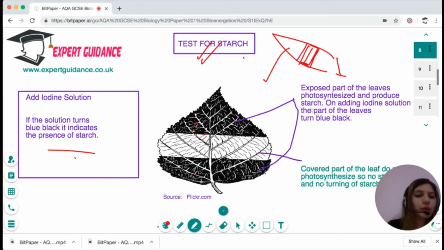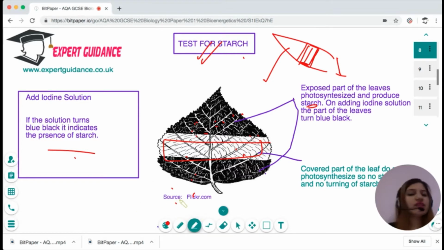And then if I add iodine solution to this leaf, what I would observe is that the part which was exposed to light will turn blue-black, because this was the part that got to photosynthesize and make starch, whereas the one which was covered didn't get any light, so it didn't get any chance to photosynthesize, so no starch is made, so it didn't turn blue-black. So you should remember this iodine test for starch, and you can even test it on variegated leaves.